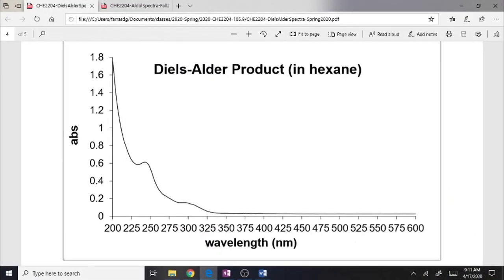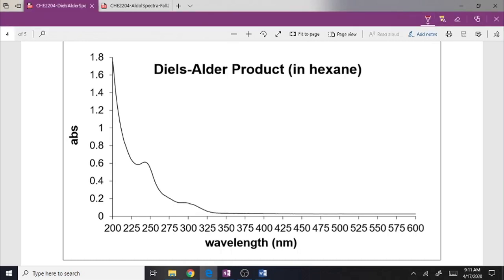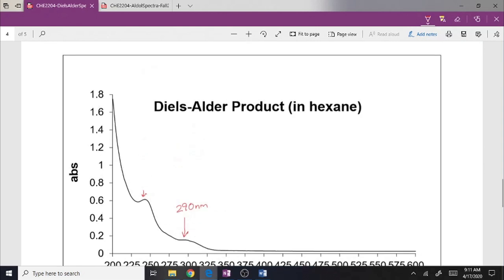And then finally for UV visible spectrum, again, all we're looking at is the wavelength. We're looking at relative conjugation. Here our longest wavelength appears to be around 290 nanometers. We do have other peaks, but of course we're not interested in those. We're interested only in the longest one. And note this is product.